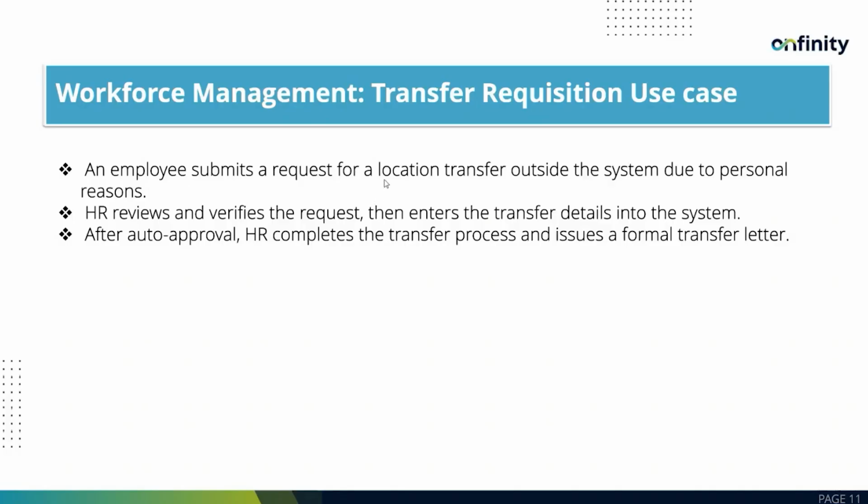An employee submits a request for a location transfer outside the system due to personal reasons. HR reviews and verifies the request and then enters the transfer details into the system. After the auto approval, HR completes the transfer process and issues a formal transfer letter.